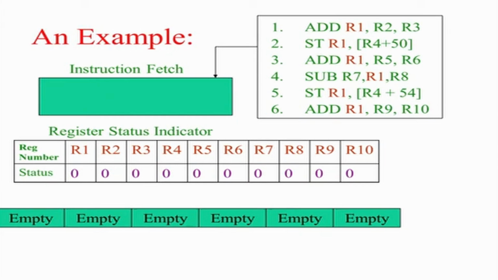currently empty, right. Now we are going to start executing and the register status indicators are all initialized to 0. That means the latest value of all the registers is available in the register file. Okay. So this is one snapshot of the code, we will just take it and see how it is going to get executed. Now what I am going to do is, I will give 6 slides. In the 6 slides I will tell you what is happening to each one of these instructions.